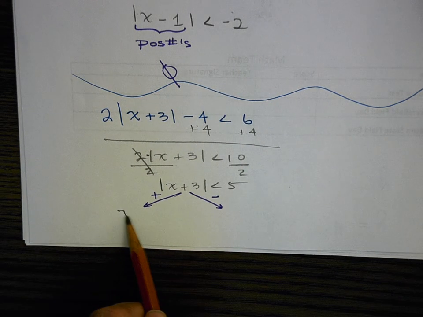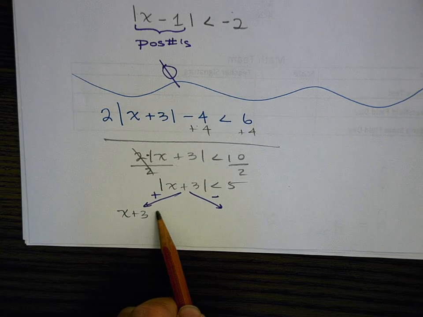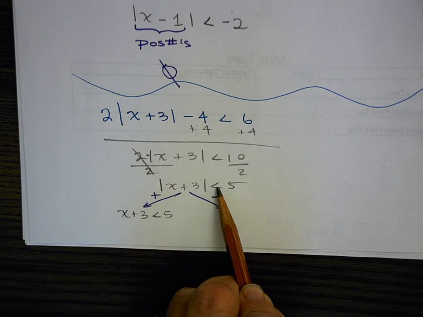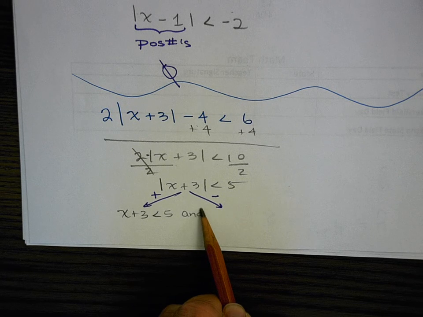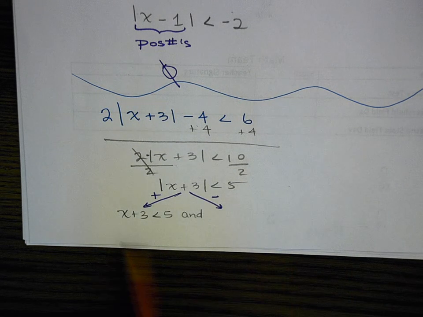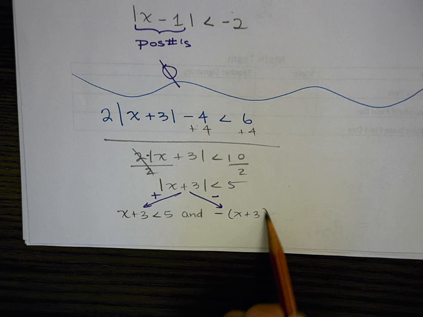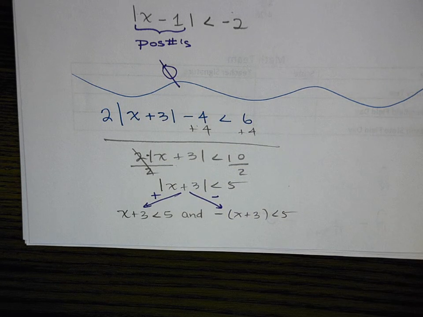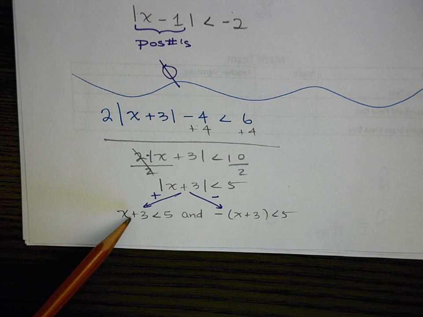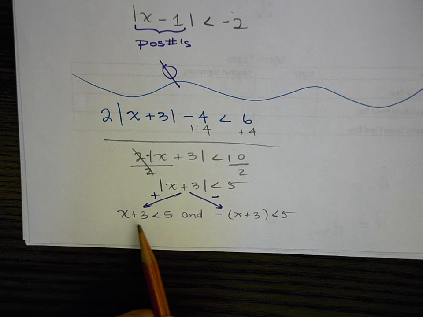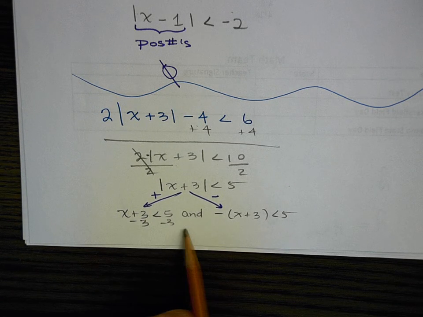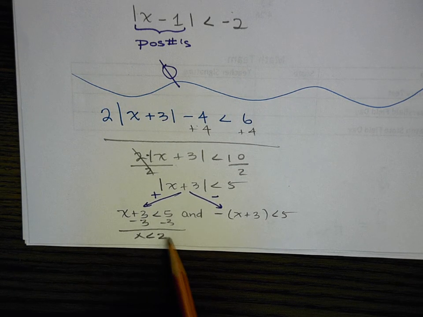So I have x plus 3 is less than 5, and this is a less than statement, so I'm going to write and, so that makes it a conjunction, and then the negative version less than 5. So the positive and the negative version. So subtract 3, so x is less than 2.